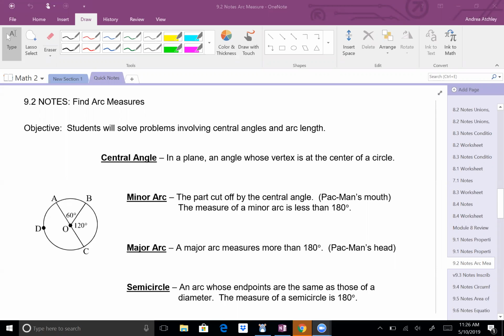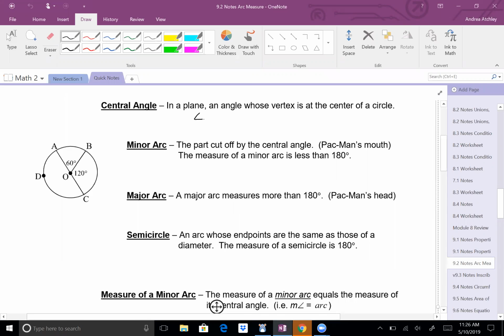Okay, so we're doing arc measure. The central angle in a plane is an angle whose vertex is at the center of a circle. That's a central angle. So in this case, angle AOB is a central angle. Also angle BOC is a central angle because their vertex is at the center of the circle.